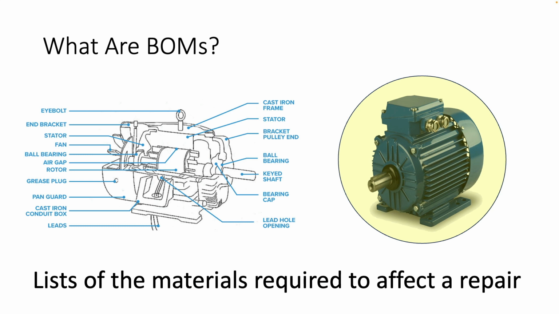The work order BOM lists all of the parts required to perform the work order. It will include a list of consumables used to complete the maintenance task as well.